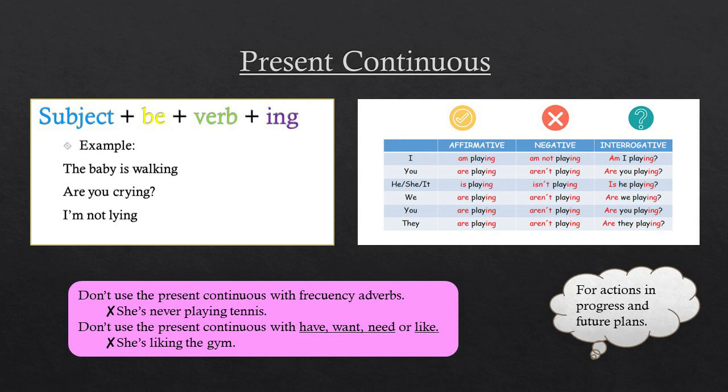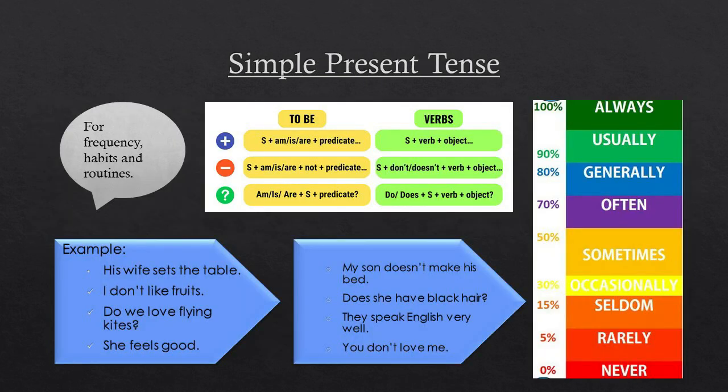Now, also remember that we don't use the present continuous with have, want, need, or like. For example, she is liking the gym, or she's having, or she's needing, right? This is incorrect, right? So now we're gonna see the simple present tense, right?